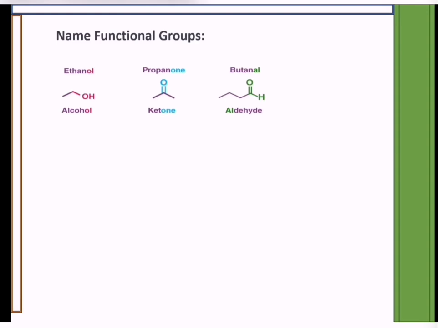Number 5. Name functional groups. If the compound contains functional groups, prioritize naming them over the parent chain. Functional groups often have specific suffixes or prefixes indicating their presence. Common functional groups include alcohols, OH, aldehydes, CHO, ketones, C double bond O, carboxylic acids, COOH, and amines, NH2, among others.